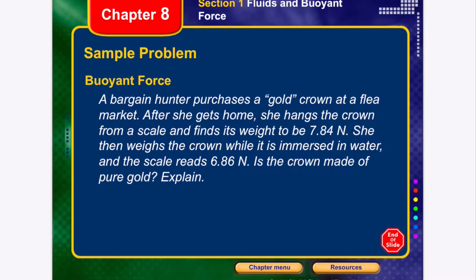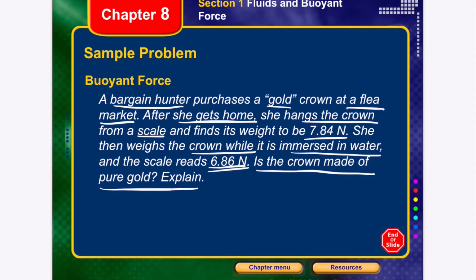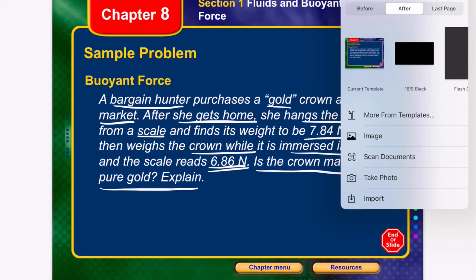What is given here? A bargain hunter purchases a gold crown at a flea market. After she gets home, she hangs the crown from a scale and finds its weight to be 7.84 Newton. She then weighs the crown while it is immersed in water, and the scale reads 6.86 Newton. They're asking whether the crown is made of gold, and they want you to explain the final answer.